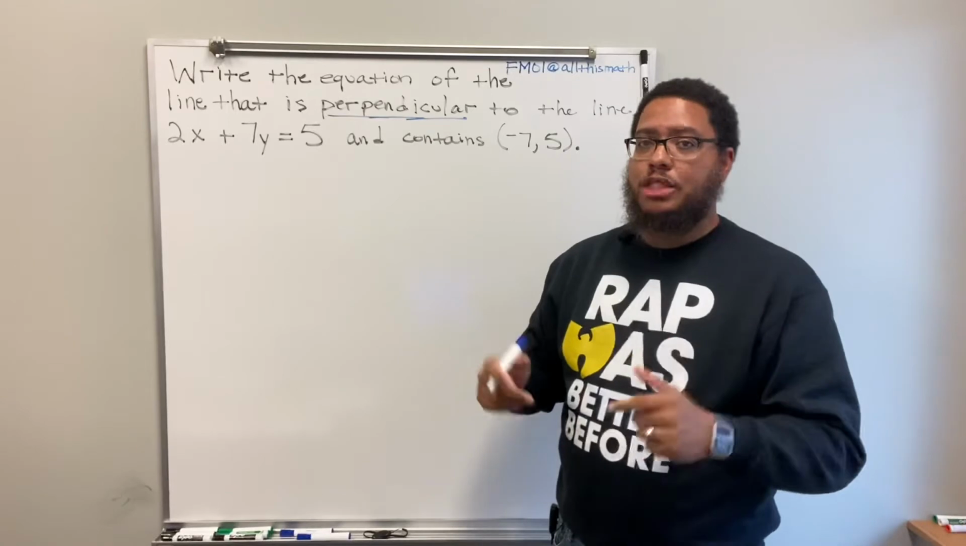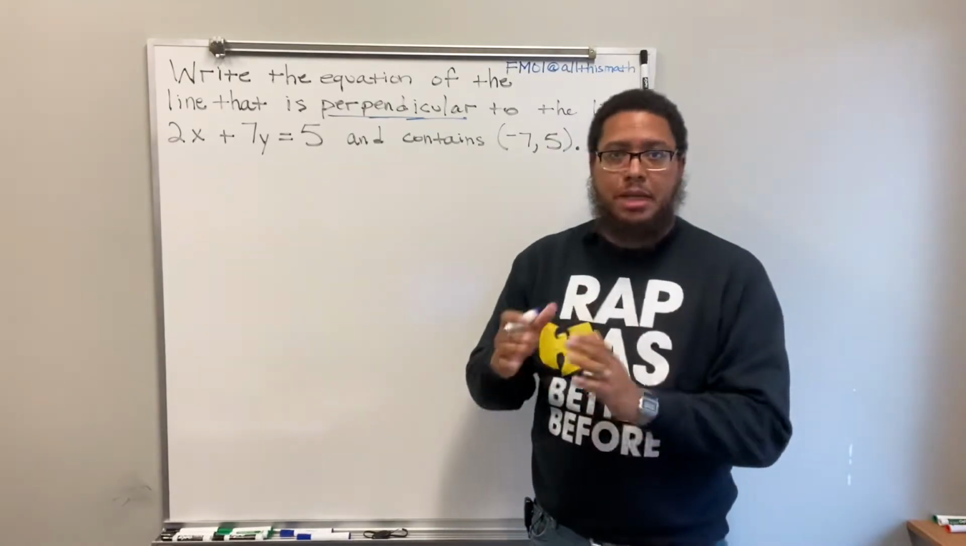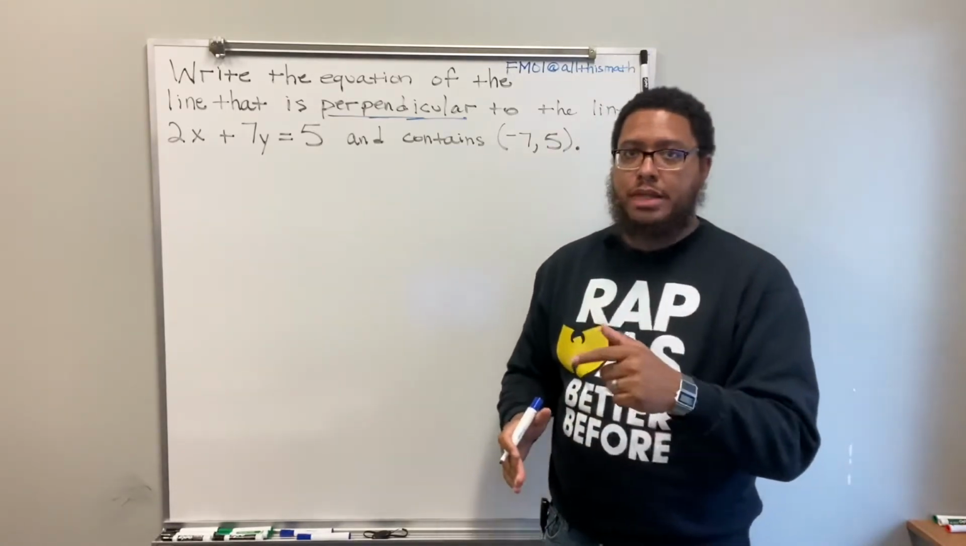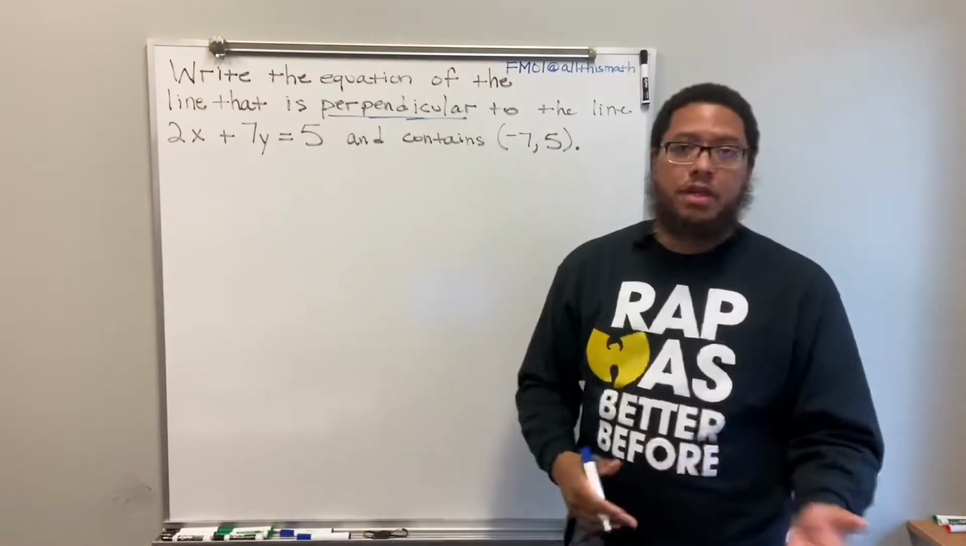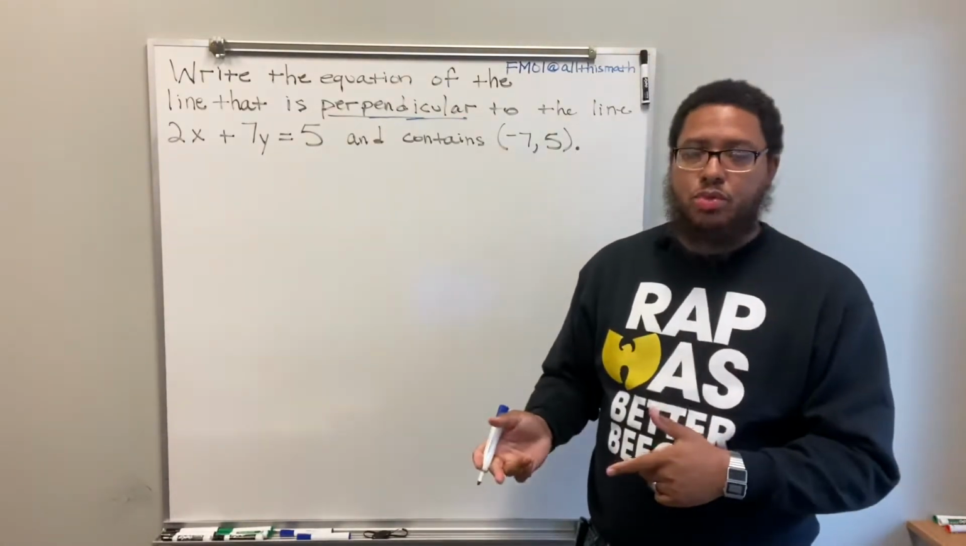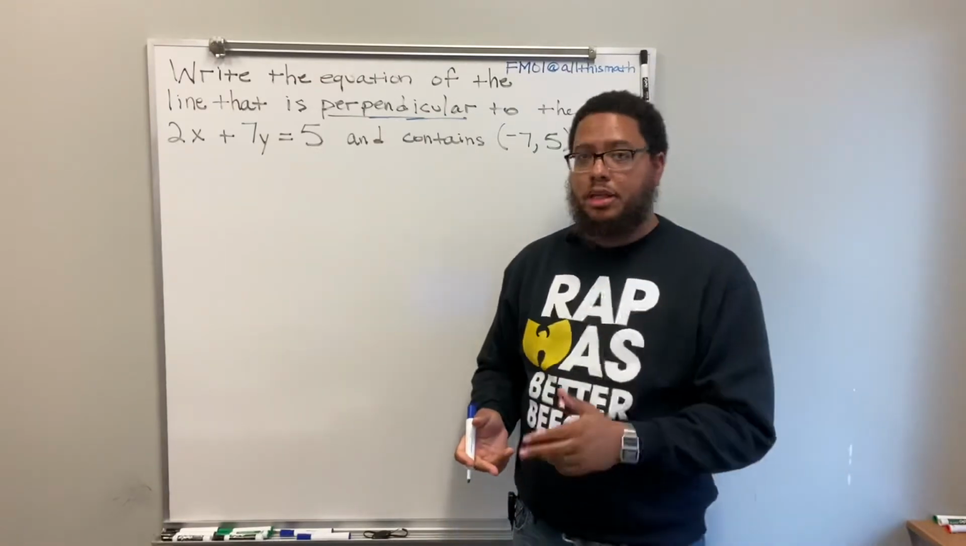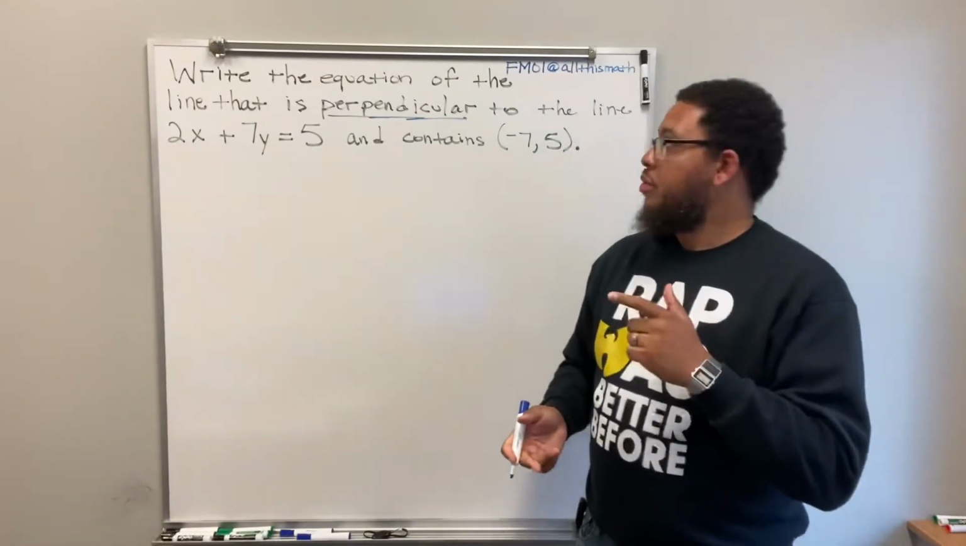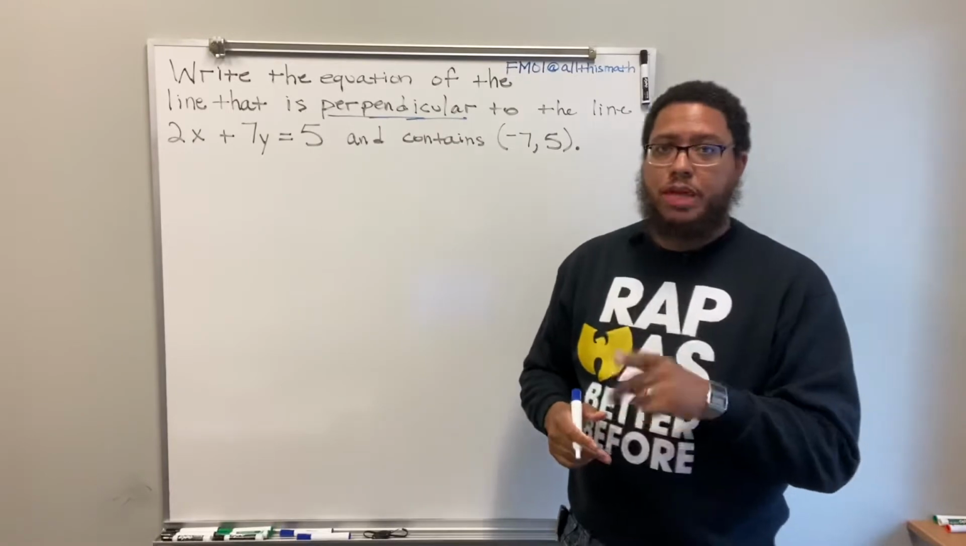Just like when lines are parallel, they have the same exact slope. And you'll see problems like that too, where you've got to find the equation of a line that's parallel to another line, and then they give you a point that's on that line too. But when lines are perpendicular, we've got to do something different.